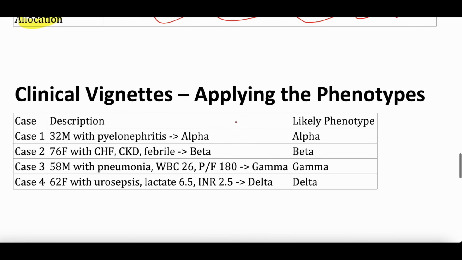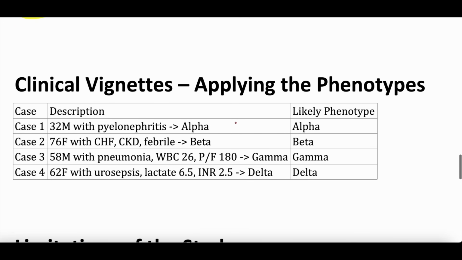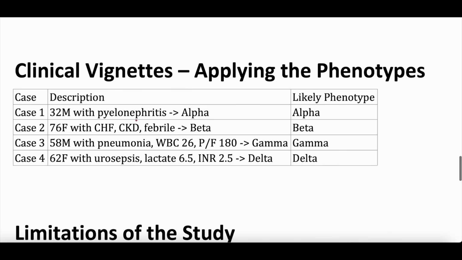We do have just a couple clinical vignettes to apply the phenotypes. This is just something that we thought was fun. It's very brief. Oh, we actually didn't even go in enough detail here. Well, you can kind of see it anyways. 32-year-old male with pyelonephritis who does okay. This is like that classic alpha phenotype. They're not on vasopressors. They get better in a day or two. They go home. Compared to that 76-year-old with heart failure, CKD, they got a fever. They got kind of acute kidney injury. This is that beta phenotype, that old comorbid patient whose inflammatory markers are relatively okay.